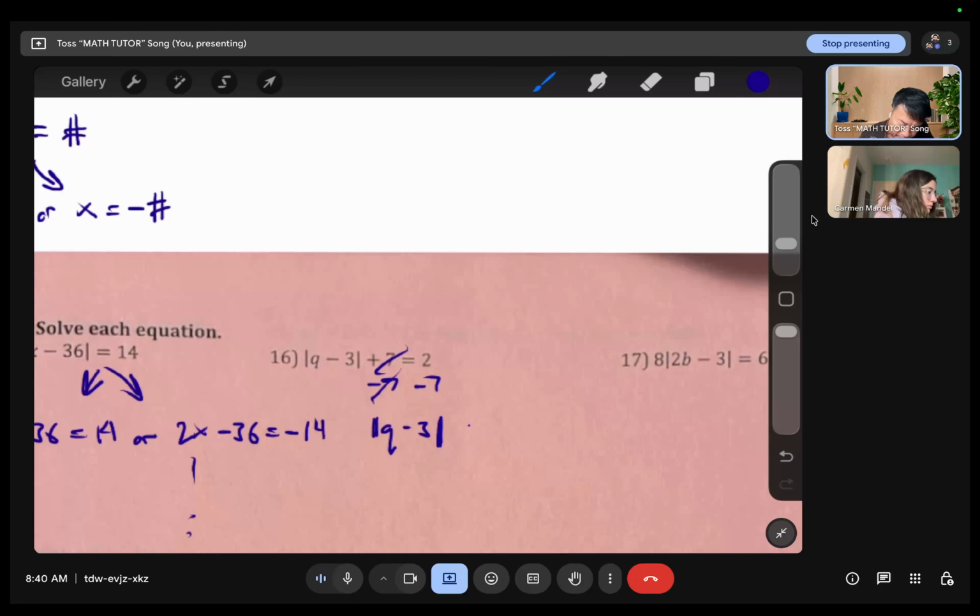So the absolute value equals negative 5, right? Okay, have a look. Absolute value of anything, it doesn't matter how you do it, will never get you a negative number. That's why. Think about it.